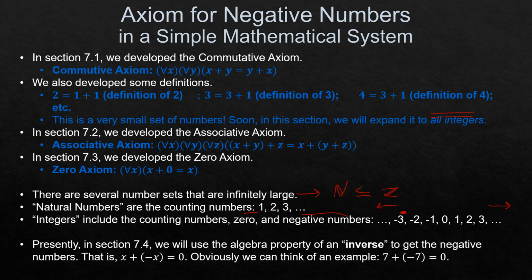Now, presently in section 7.4, we will use the algebra property of an inverse to get the negative numbers, that is, x plus minus x is equal to 0. And obviously we can think of an example, such as 7 plus -7 is equal to 0. And so we have our negative axiom: for all x, x plus minus x is equal to 0. And now our very simple mathematical system is complete.